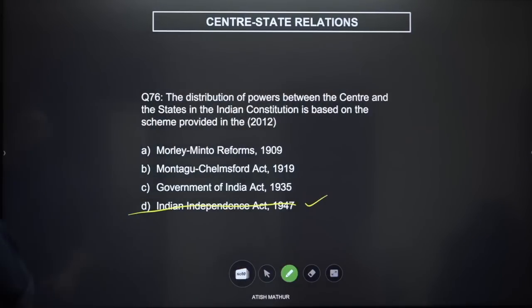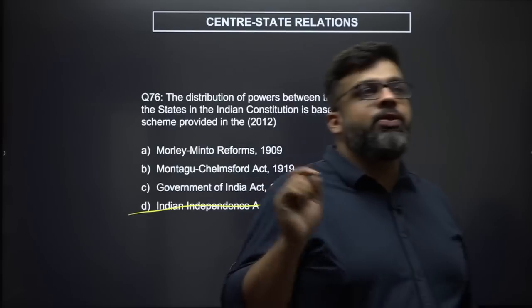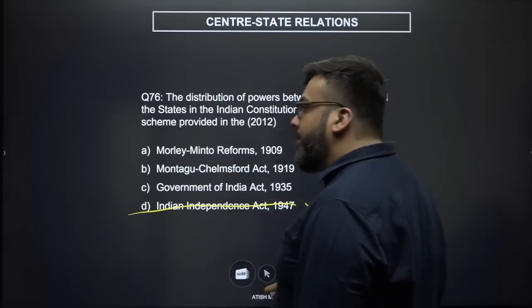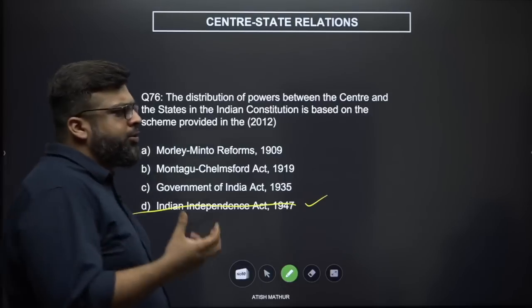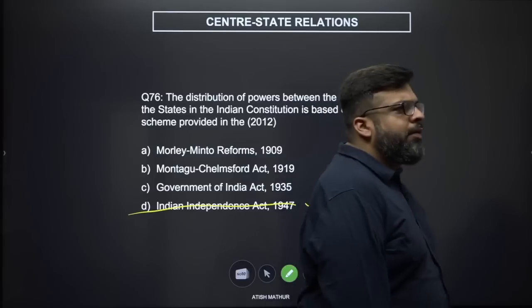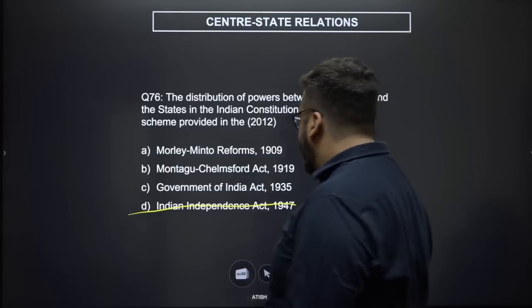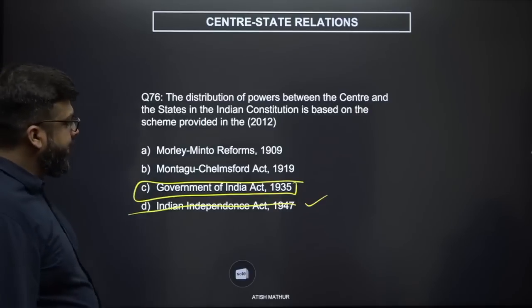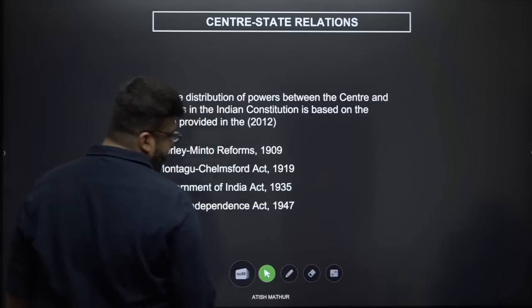Our larger elements of federalism and centre-state relations actually originated in the Government of India Act, where the concept of residuary powers, state and central lists, even the institution of governor for that matter, and very broad hints of emergency, all of them have been mentioned in the Government of India Act. So the answer would definitely be Government of India Act 1935, right?